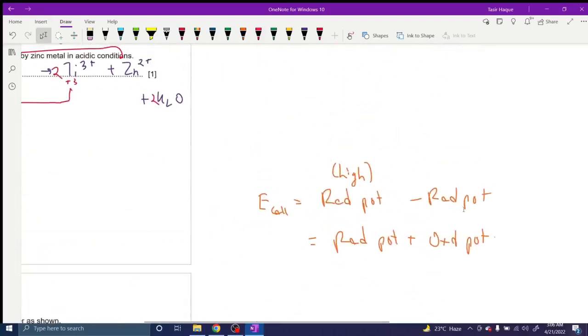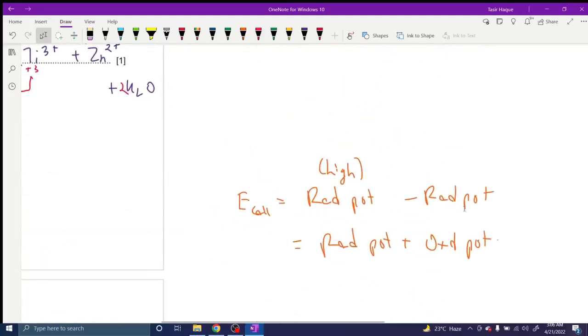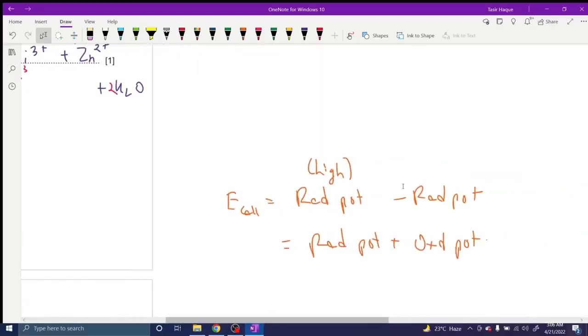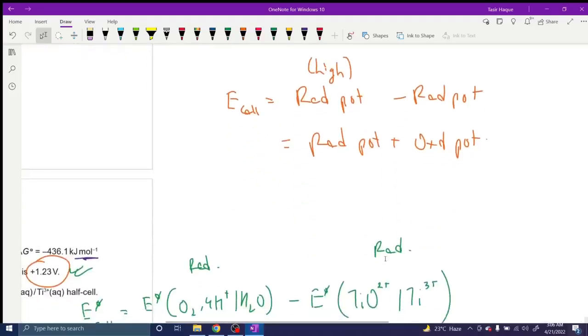Okay, now we need to find out the reduction potential of this titanium half cell. So we know that E cell has two formulas, right? It's either the reduction potential of the one that's higher minus the reduction potential of the one that's lower, or the reduction potential plus oxidation potential. So since we want to find out reduction potential, we should use the one on the top, right?